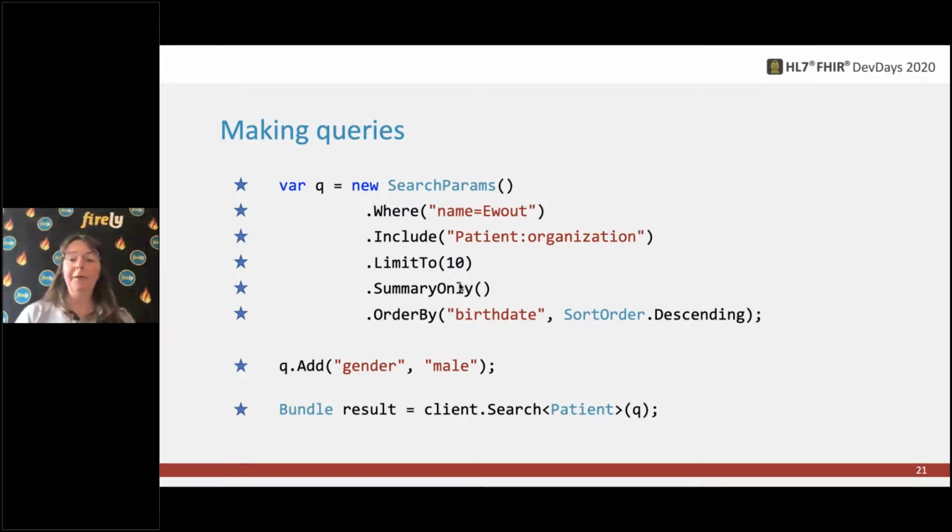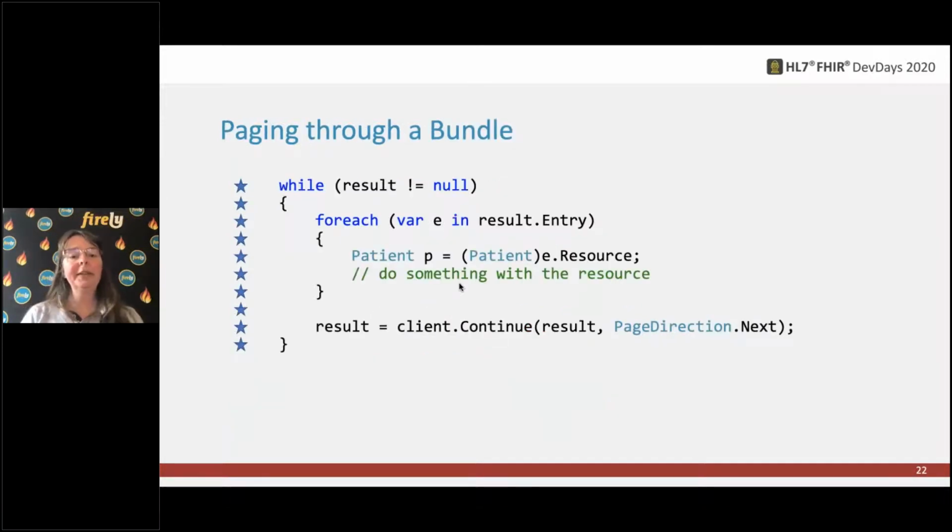That bundle will have, if it does have results in it, a list of entries. And those entries contain the real resources. So here is an example of that, where we have a bundle, that result, and for every entry in that result.entry list, we can say, okay, we want to do something with the resource inside. So in this case, because I searched patients, I could cast that resource inside of the entry to the patient resource and then do something with that.